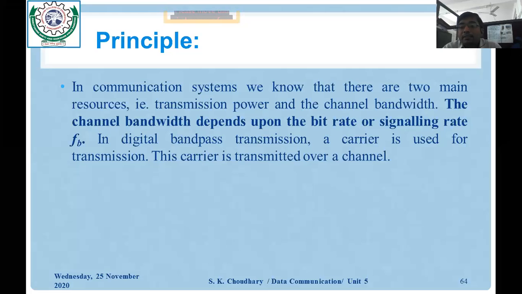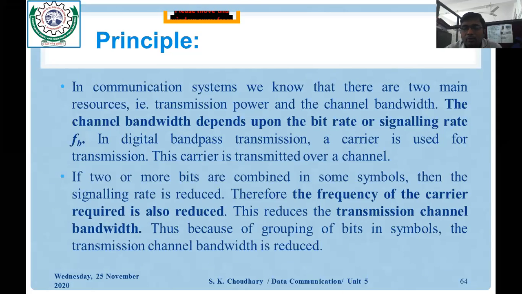Sorry, the channel bandwidth depends upon the bit rate or signaling rate. And in digital band pass transmission, a carrier is used for the transmission. This carrier is what is transmitted over the channel.